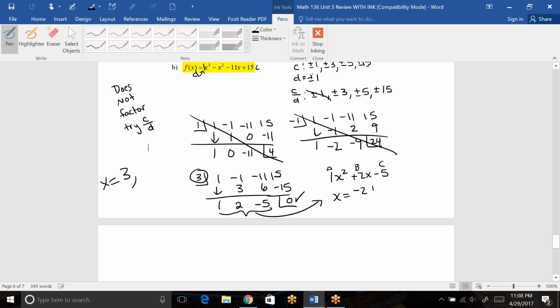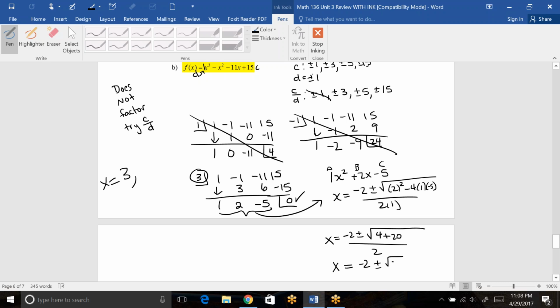So negative b plus or minus square root b squared minus 4ac all over 2a. That would be negative 2 plus or minus 2 squared is 4. Negative 4 times 1 times negative 5 would be positive 20 all over 2 times 1, which is 2. And this one does reduce down because that's going to be square root of 24, and we know that square root of 24 is divisible by 4, so 4 times 6.